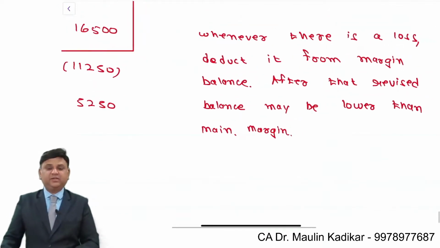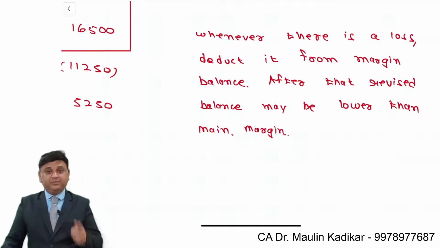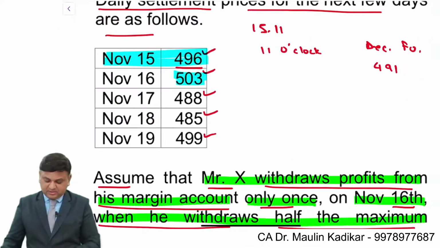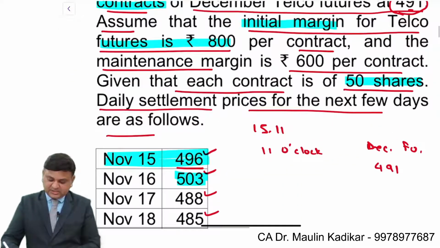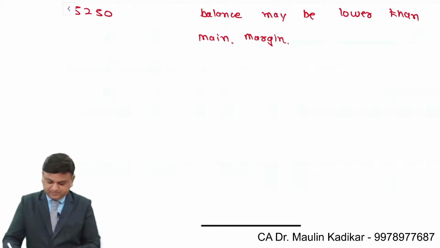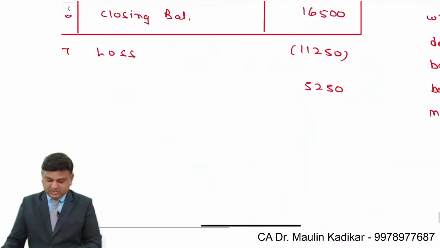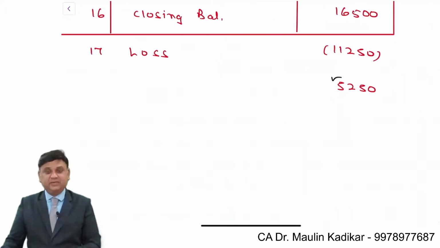Now friends, whatever the closing balance you have after deducting the loss, that you have to compare with the maintenance margin. What is the maintenance margin? We can say that it is 600 rupees per contract. 15 is the number of contracts. So 600 into 15, that comes to 9,000 rupees. So it is less than the maintenance margin. Okay, this balance is less than the maintenance margin.